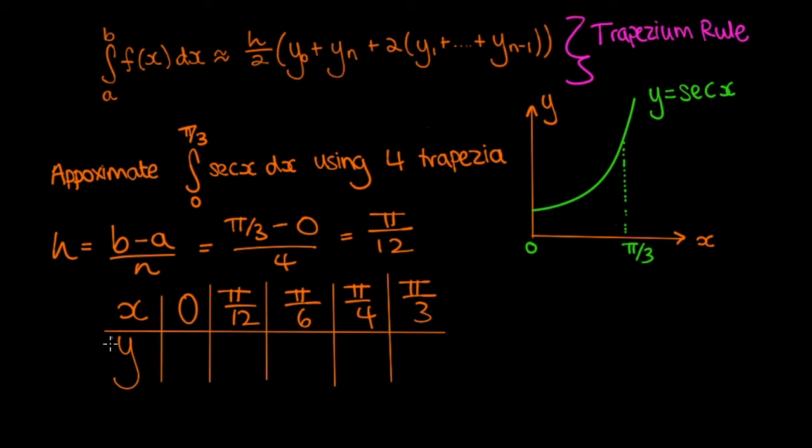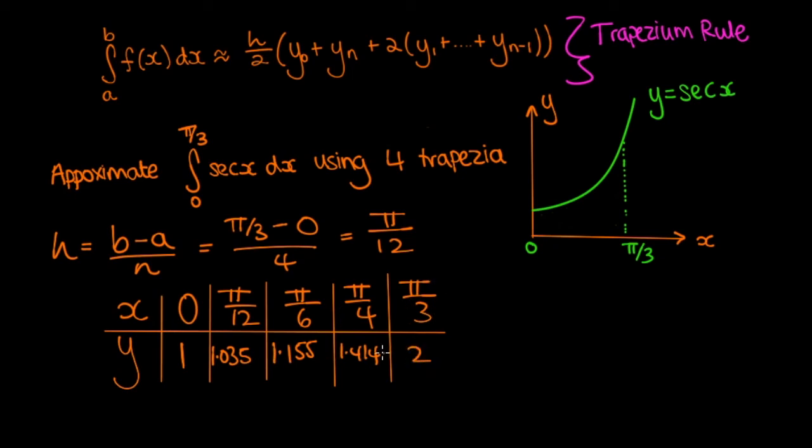The value of y at x equals 0 is sec 0, which is 1 over cosine 0, which is just 1. Sec pi by 12 is 1.035 to 3 decimal places. And remember, because it's numerical analysis, we're not trying to find the exact values of our function. A sensibly rounded number will do. So let's round them all to 3 decimal places. Sec pi by 6 is 1.155, and sec pi by 4 is 1.414, and sec pi by 3 is 2.